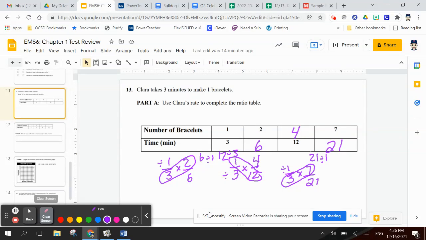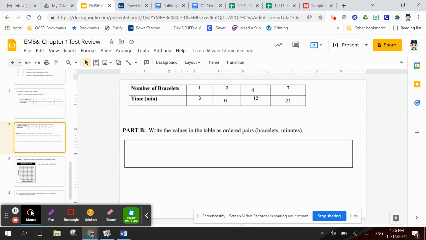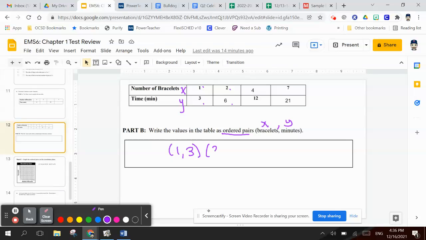So now I take this information that I have and I need to write the values in the table as ordered pairs of bracelets to minutes. So my bracelets is my X value, my time in minutes is my Y, because X is always first and then Y. So my ordered pairs, I have 1, 3. I have 2, 6. I have 4, 12. And I have 7, 21.